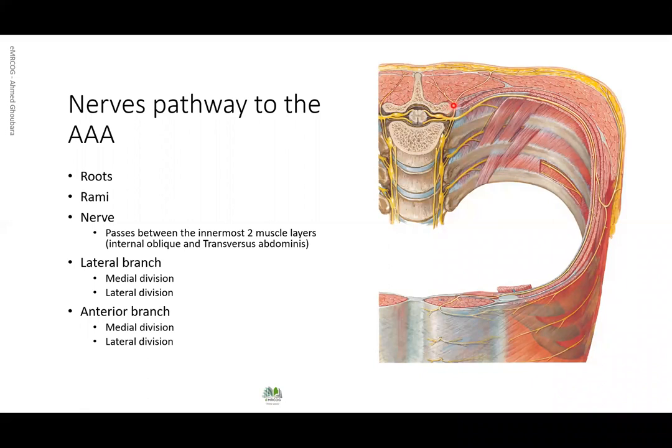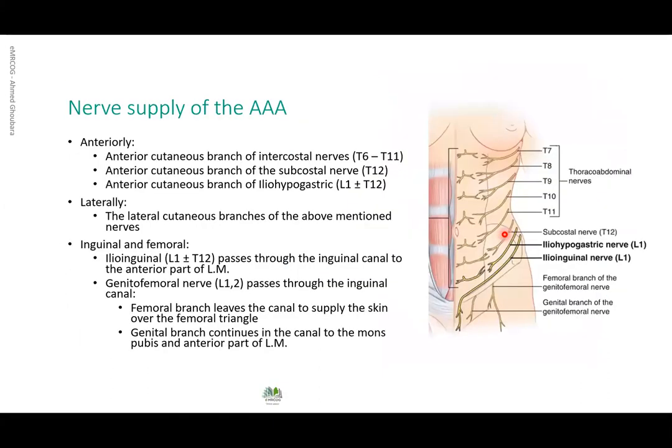The posterior rami will pass all the way to the posterior component of the wall. It doesn't have anything to do with the abdomen, in the trunk, posteriorly. The anterior rami will go through the layers of the muscles to supply the skin and the muscles of the anterior abdominal wall, anteriorly and laterally as well. There are too many details for part one, but feel free to read about it.